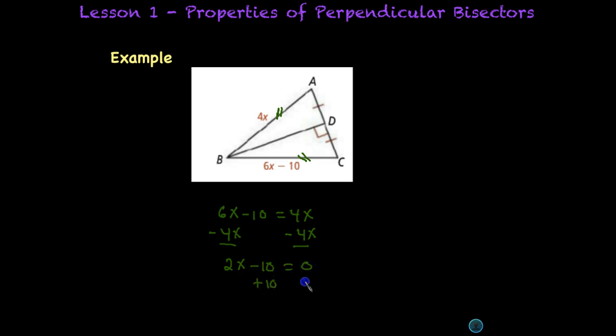I can add 10 to the other side and get 2x equals 10. And finally, I can divide by 2. And then I find that x is equal to 5.